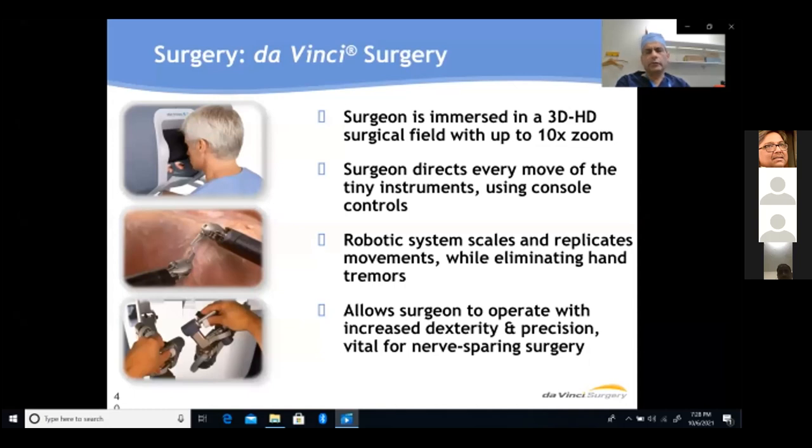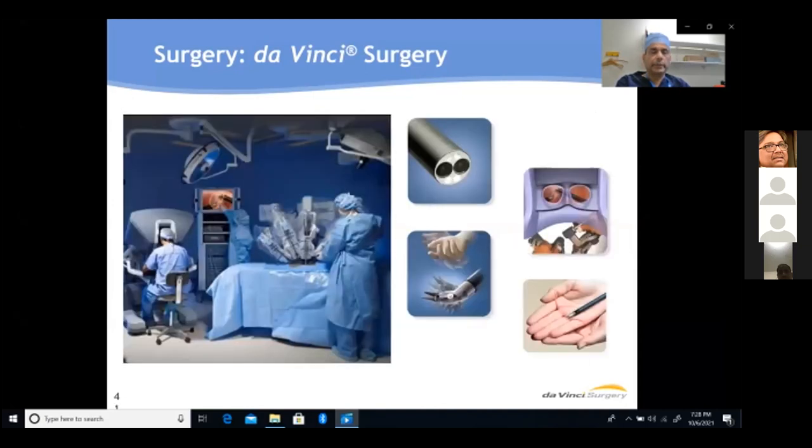And then you can have 3D and 10 degree zoom, so better pictures. You can see the blood vessel better and can do diathermy. And then you can see there's a finger console, which helps the surgeon's dexterity and precision, especially while you're doing nerve sparing. And that's the setup, the console, surgeon sitting, and this would be the patient.